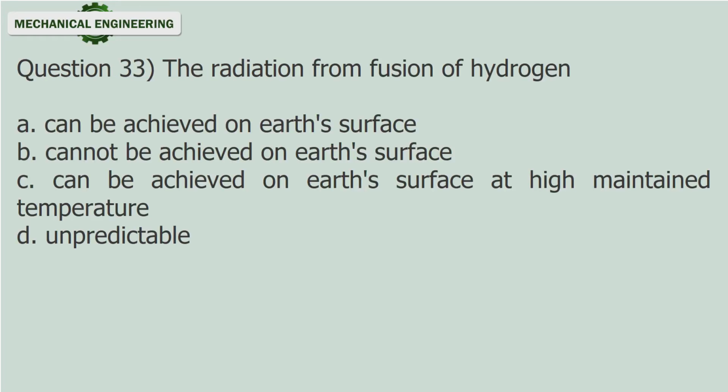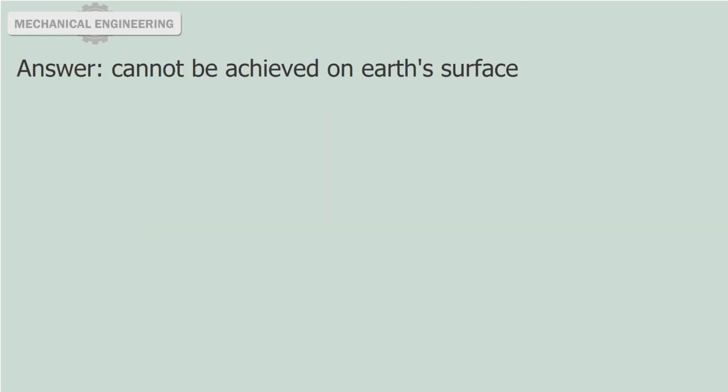Question 33. The radiation from fusion of hydrogen A. Can be achieved on Earth's surface, B. Cannot be achieved on Earth's surface, C. Can be achieved on Earth's surface at high maintained temperature, D. Unpredictable. Answer: cannot be achieved on Earth's surface.